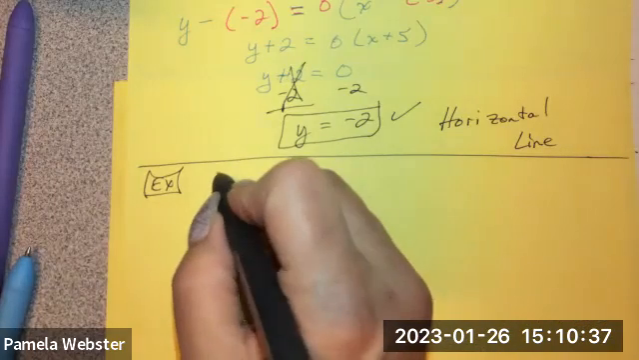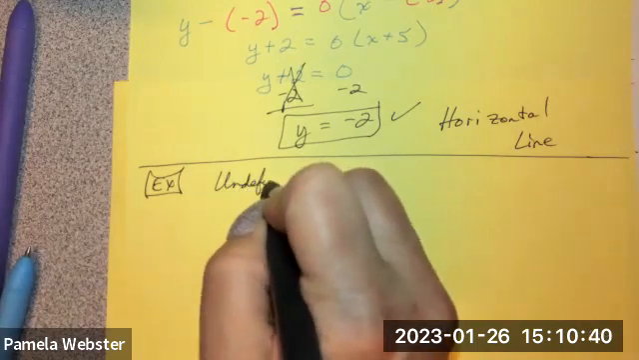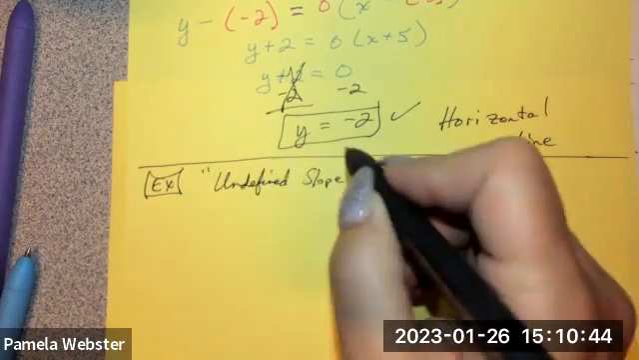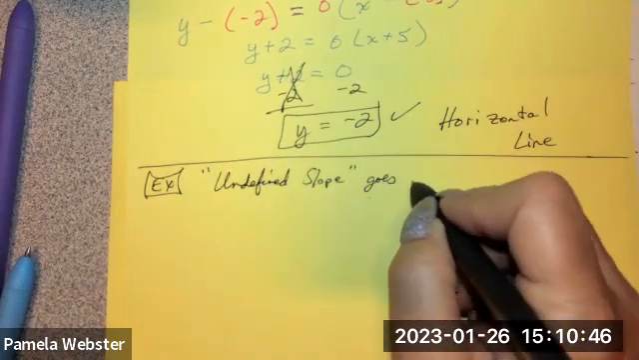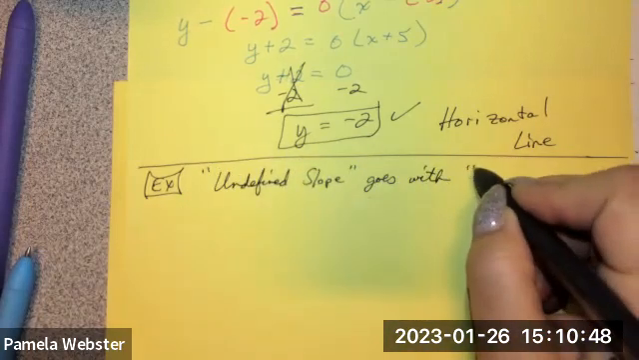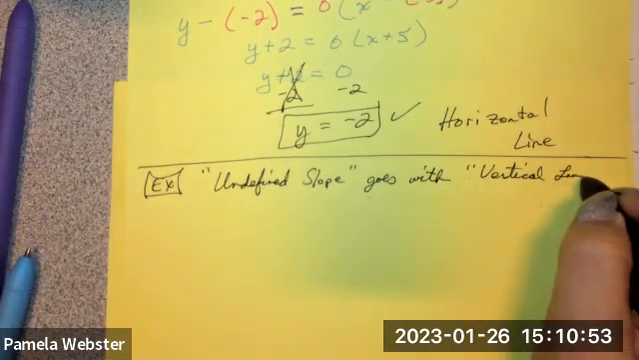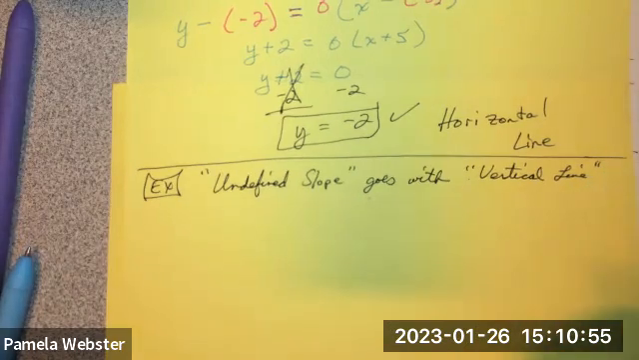Okay, so undefined slope goes with vertical line. Or the slope is undefined. I cannot drive my car that way. Okay, I don't know what the heck is going on here. It's just a straight up and down thing.